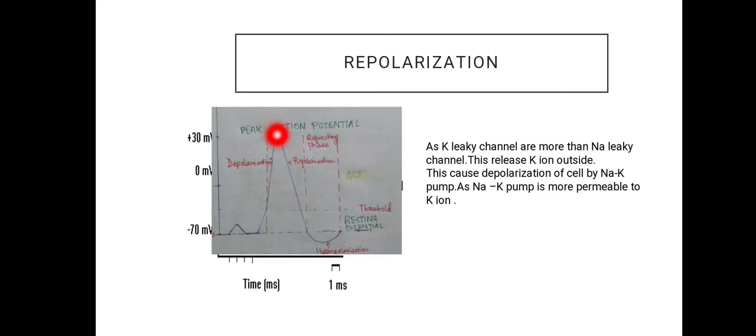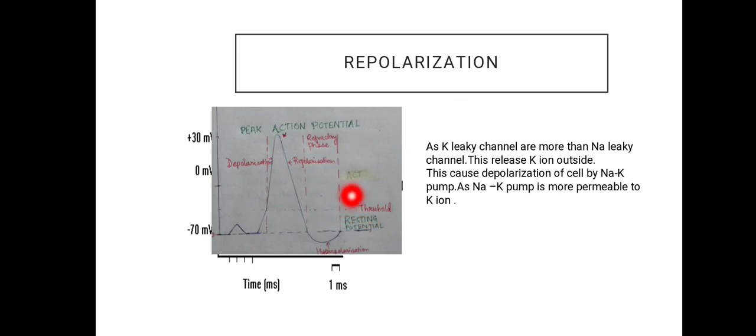The potassium voltage gated channel releases potassium outside, and the sodium potassium pump again helps in bringing back the conditions of the polarized state. This change in potential from plus 30 down to minus 70 can also sometimes lead to more negative potentials like minus 90 millivolt. This is known as hyperpolarization.